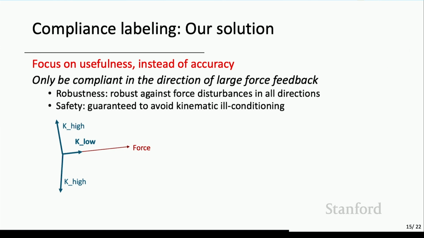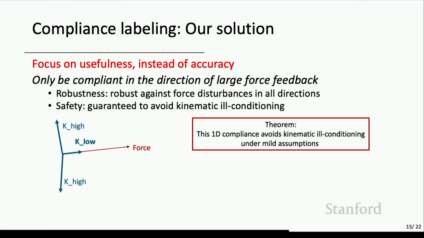Also, this method can guarantee safety under mild conditions. We can prove that with just one-dimensional compliance, you will never have a kinematic yield condition problem, or you'll never have a huge internal force, as long as there aren't too many constraints on your robot. So this assumption in the 2-dimensional case basically means the contact constraints on your robot cannot form a sharp angle, which is pretty rare in reality anyway.